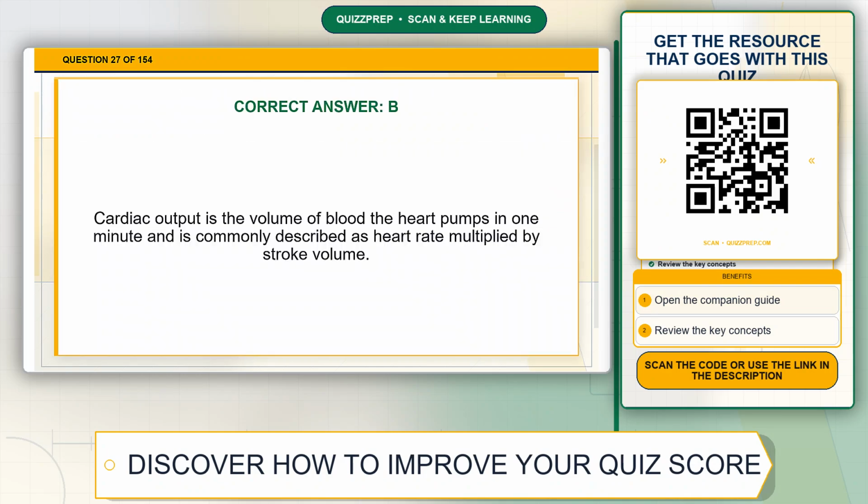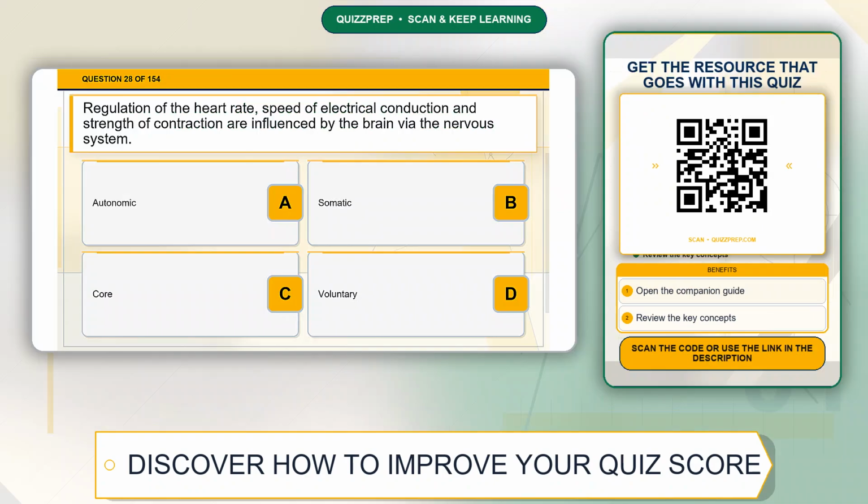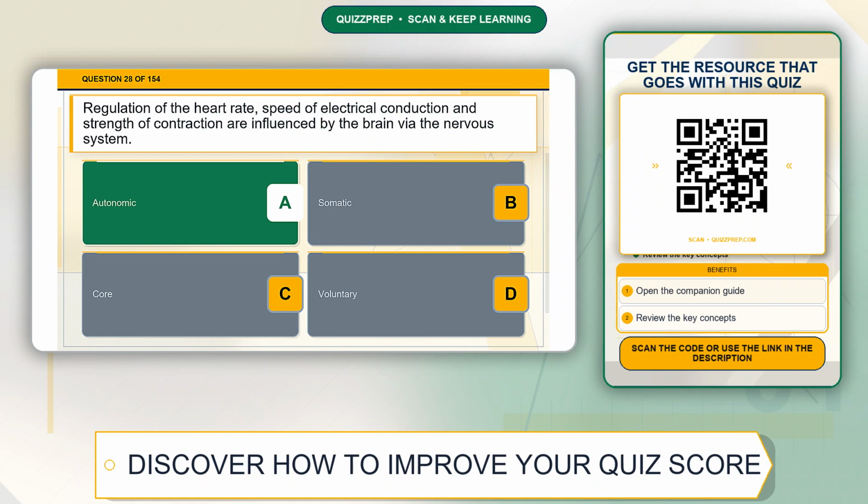Explanation: cardiac output is the volume of blood the heart pumps in 1 minute and is commonly described as heart rate multiplied by stroke volume. Question 28. Regulation of the heart rate, speed of electrical conduction and strength of contraction are influenced by the brain via the nervous system. Option A, autonomic. Option B, somatic. Option C, core. Option D, voluntary. The correct answer is option A, autonomic.